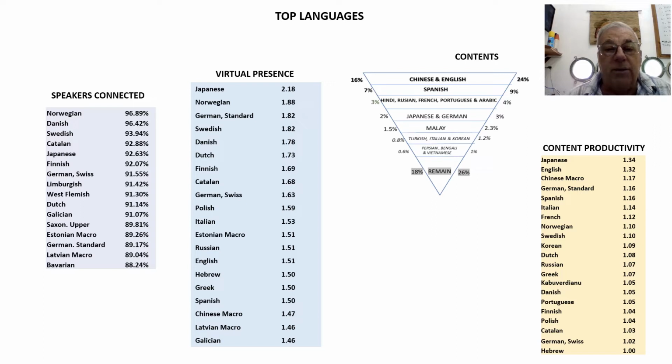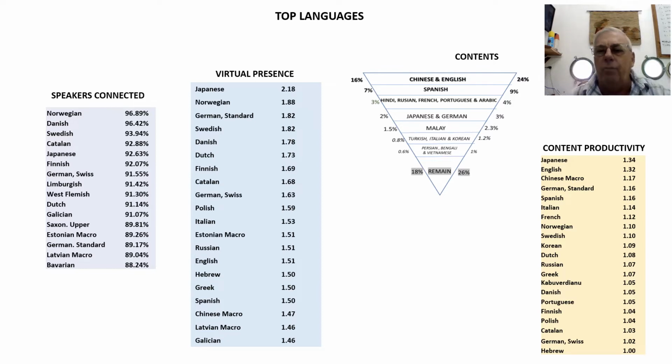Japanese has the best virtual presence, above 2, which is exceptional, followed by Norwegian, German, Swedish, Danish, Dutch, Finnish, Catalan. In terms of productivity, I would expect English first, obviously, because many people create content in English. Japanese is a surprising first position, but English is very close, and they have a good share.